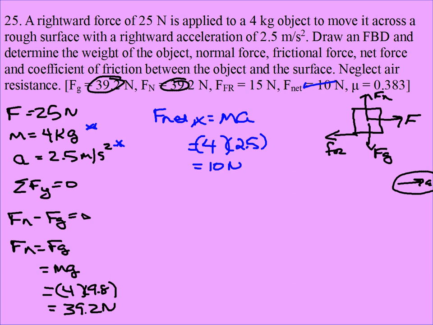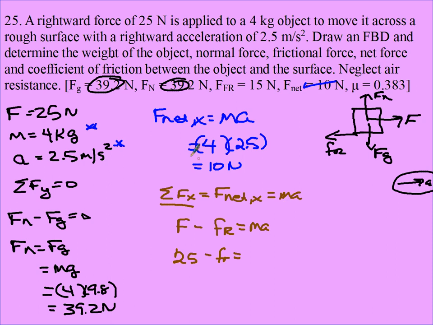Let's go and do the sum of the forces in x equals Fnet in x, which is ma. I'm just writing this. You don't have to write this part. Sum of the forces. These are my arrows. So I have F going to the right minus friction going to the left equals ma. And in this case, I know ma is also equal to 10. Let me plug in what I have. I have 25 newtons minus friction is equal to ma, right here, is 10 newtons.